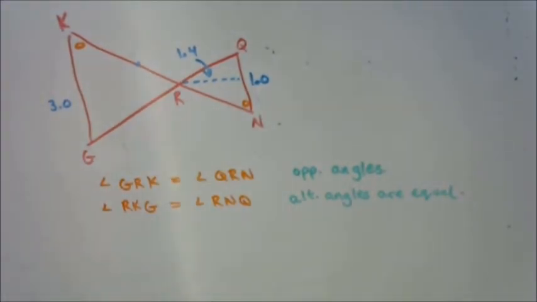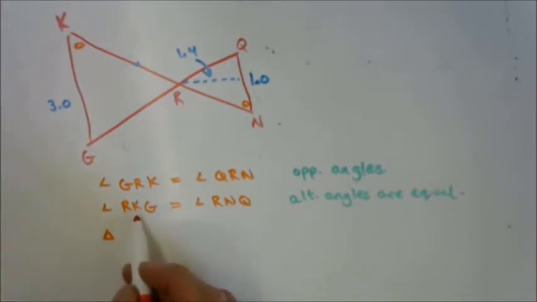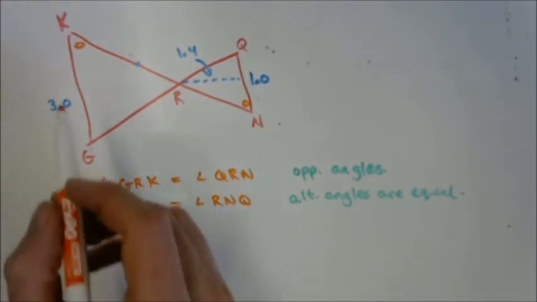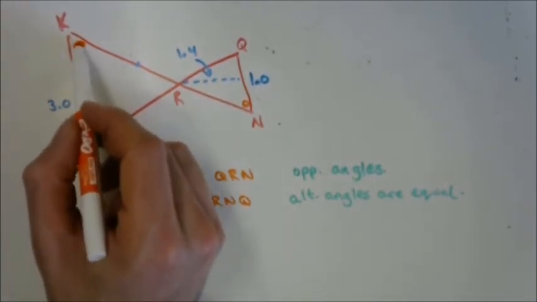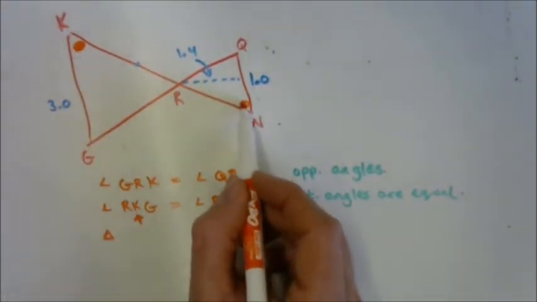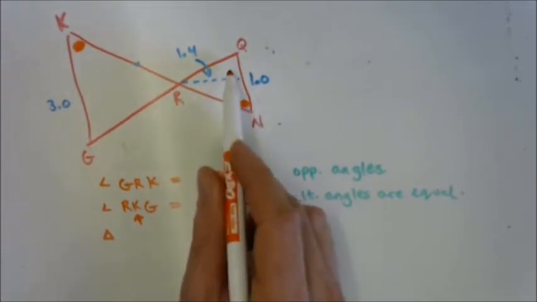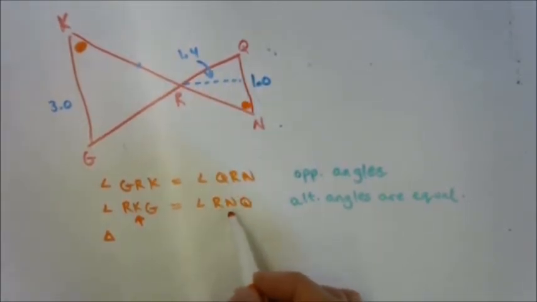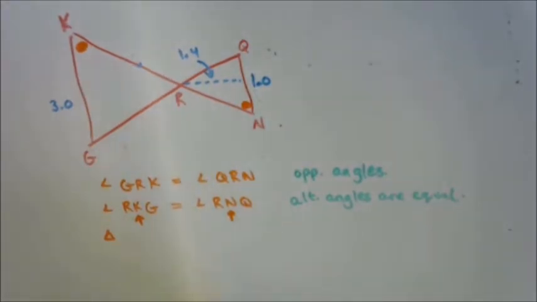You said you usually do the same letter for the middle, or is that for side lengths? Because it has RKG. Yep, labeling it RKG means that we're talking about this angle, and its corresponding angle in the other triangle is down here, RNQ. So these guys correspond. The angle that's actually in question goes right in the middle there. The point that the angle happens at goes in the middle. Does that answer your question?